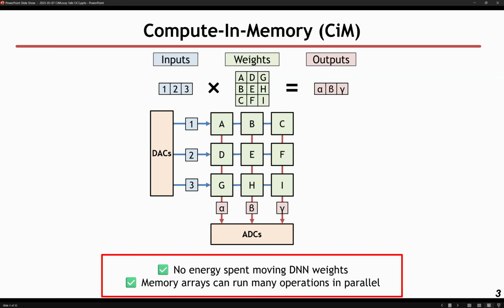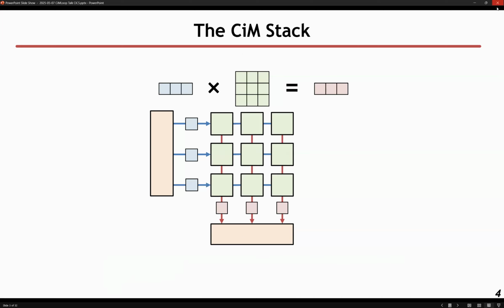The first one is that you do not spend any energy moving your DNN weights. They just sit right there in your memory array the whole time. The next advantage is that your memory arrays are very large and they can run many operations in parallel. Think about all the gigabytes of DRAM that you have on your chip or next to your chip, all operating in parallel, different multiply accumulates. That's the kind of parallelism that compute memory might be able to provide. So this is an exciting topic.